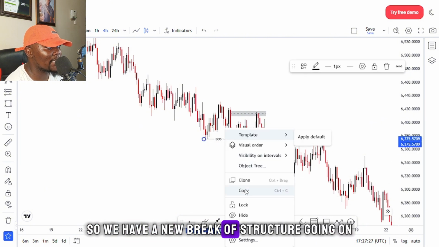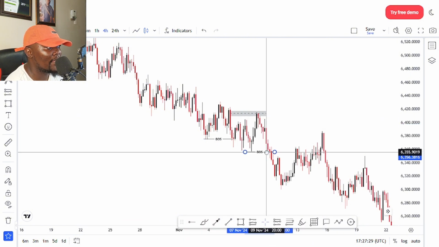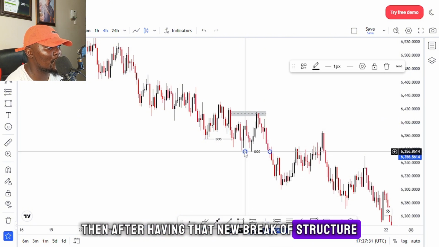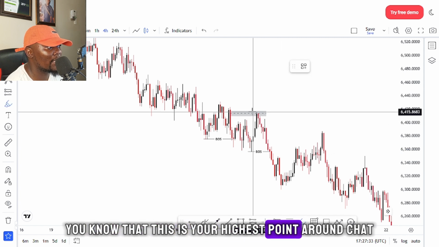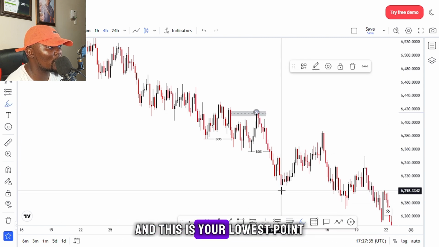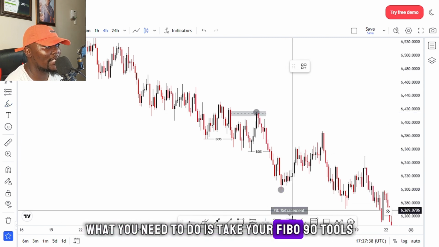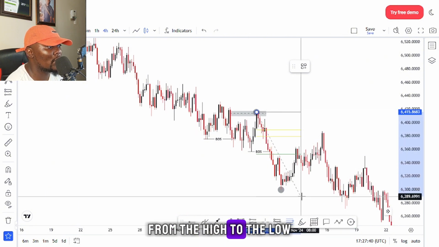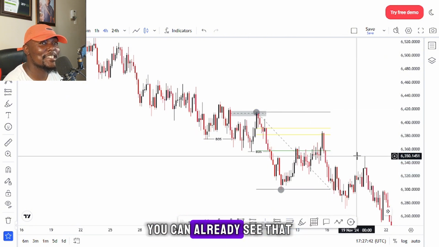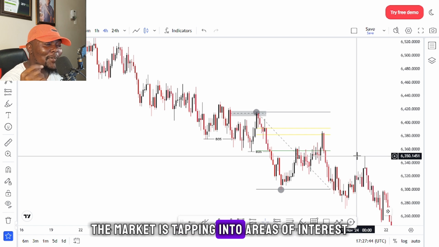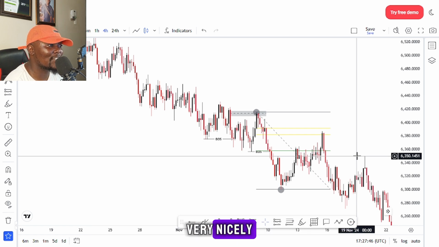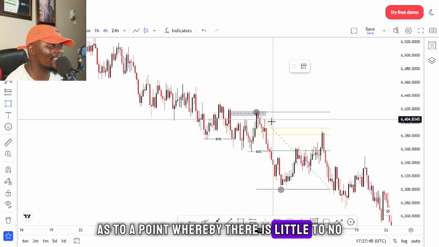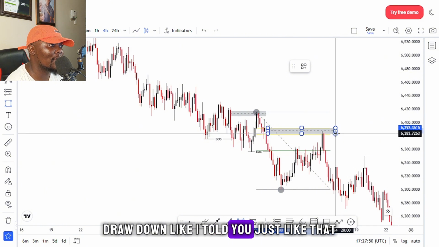So we have a new break of structure going on just like that. Then after having that new break of structure, you know that this is your highest point around here, then this is your lowest point. What you need to do is take your Fibonacci tool from the high to the low, just like that, and then you can already see that the market is tapping into areas of interest very nicely, guys, to a point whereby there is little to no drawdown, like I told you, just like that.